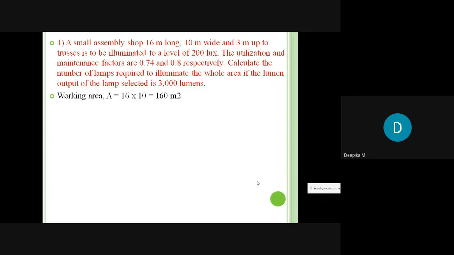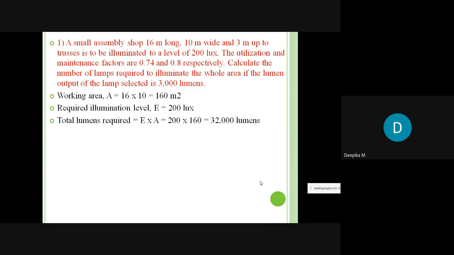So how do we go with this? Firstly, we need to calculate the working area. The working area is nothing but length into width, which is 16 into 10, equal to 160 meters square. Next we need the required illumination, which is given in the problem as 200 lux. And total lumens required is nothing but illumination into area.